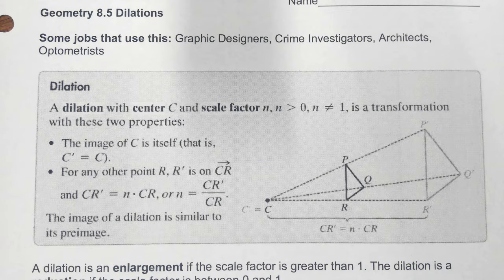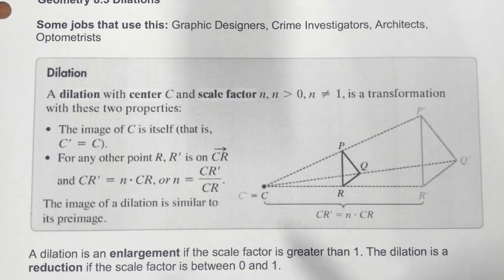All right, section 5 of chapter 8 is on dilations, which is the last type of transformation that we're going to be talking about. It is the only transformation that is not an isometry. Remember, isometry means that the preimage and image are congruent. On this one, a dilation makes a figure either bigger or smaller.